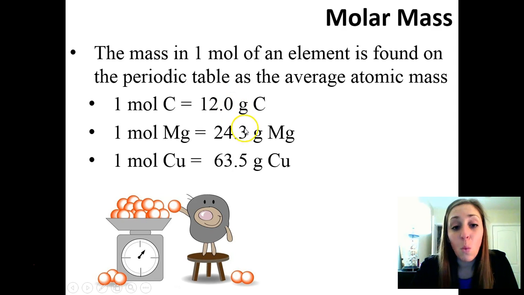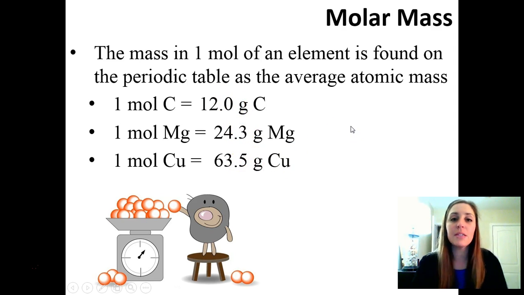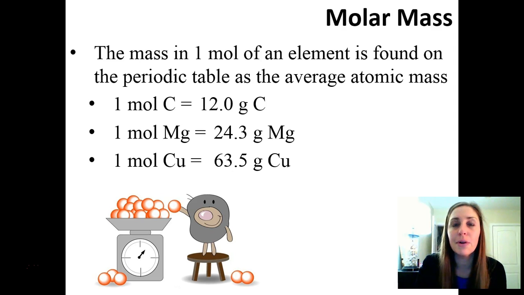Notice for this, I'm keeping one decimal place. It's really important that you do your rounding properly and go to one decimal place so we all have the same answers. Different teachers might want different numbers of units, but I like to go by one decimal place because pretty much all periodic tables go to at least one decimal place. That way it's pretty universal.